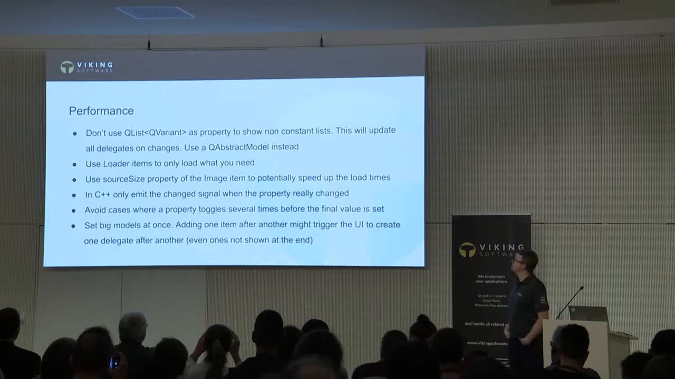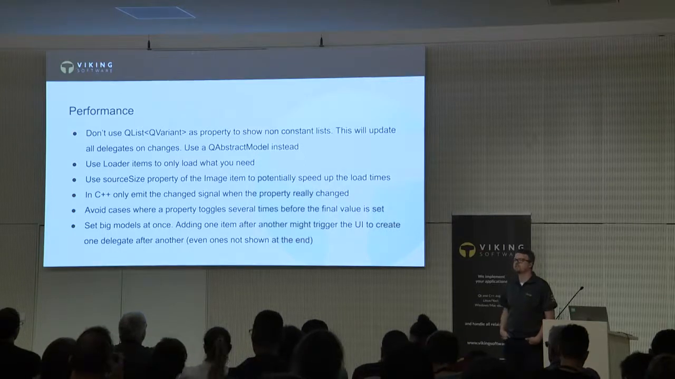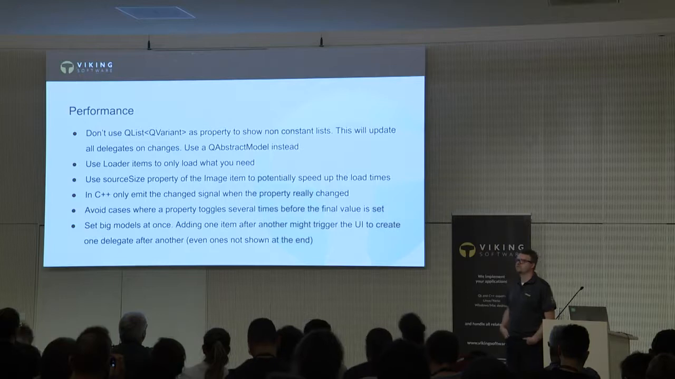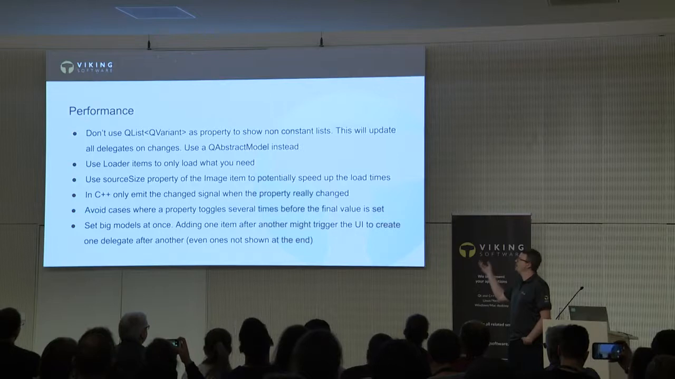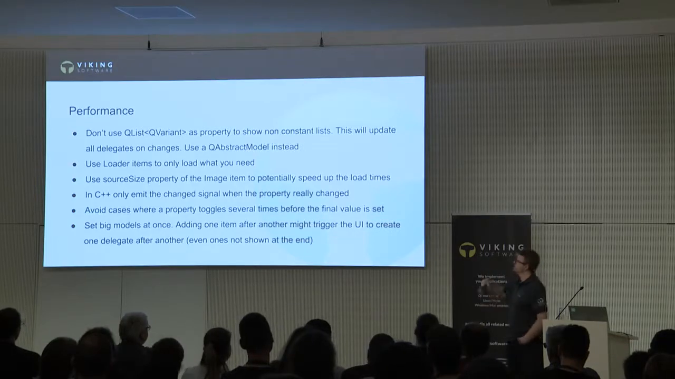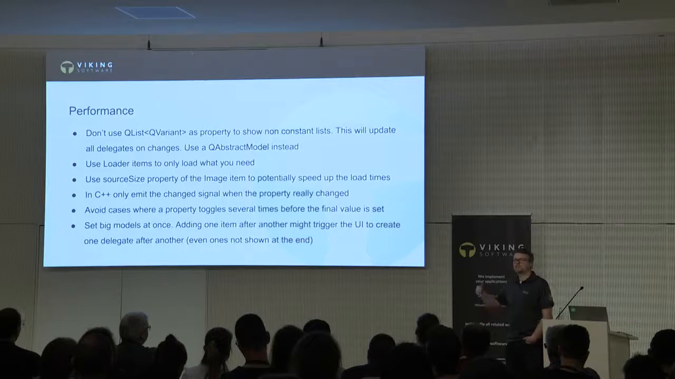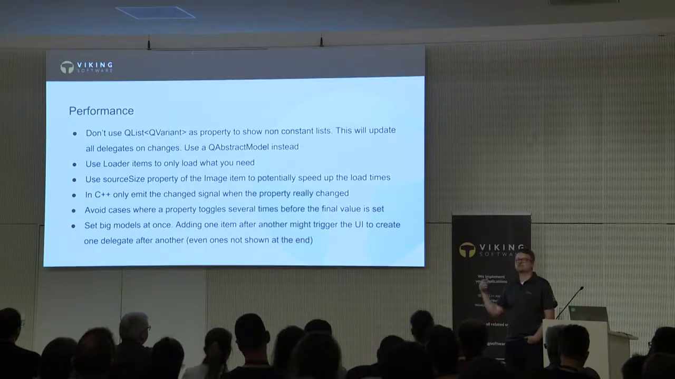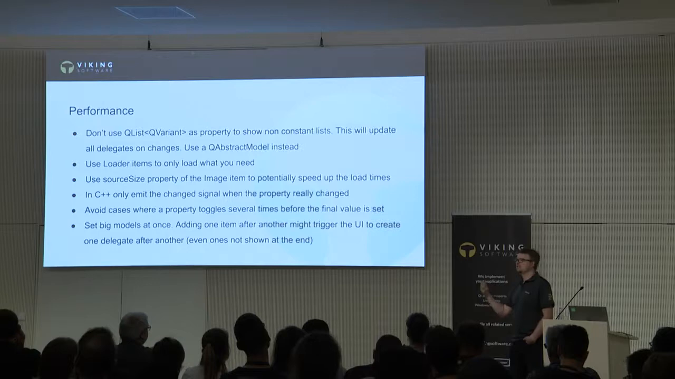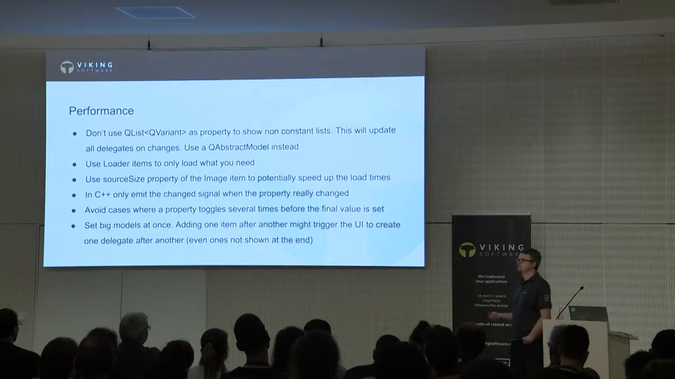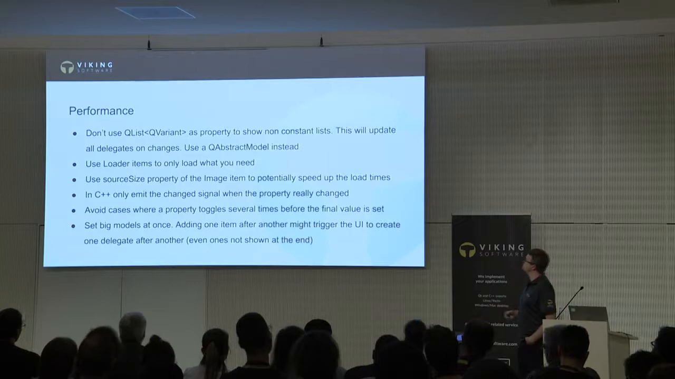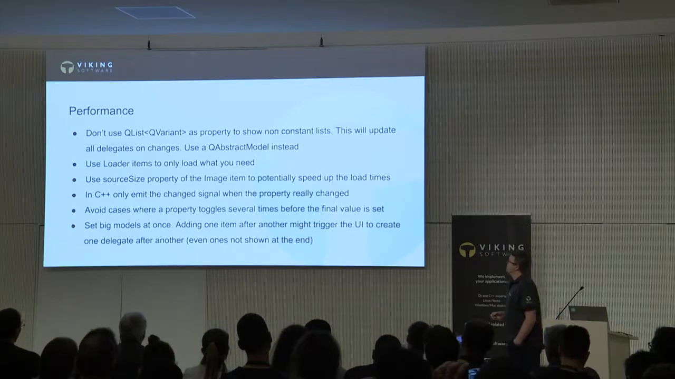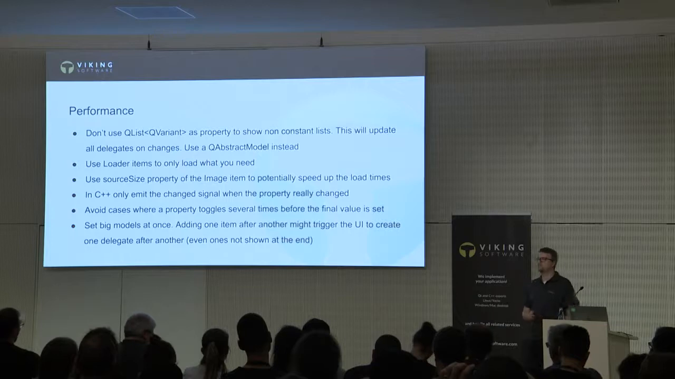Yeah, the first one is that you use a list of QVariant, for example, for the properties. If you use this, then when adding one item or removing an item in this list, you change the whole list. So if you use it in a repeater or in the list view, it needs to recreate all the delegates. So this is obviously very slow. Use the QObjectList model, for example, that I showed you before. Then loaders. I use loaders a lot.